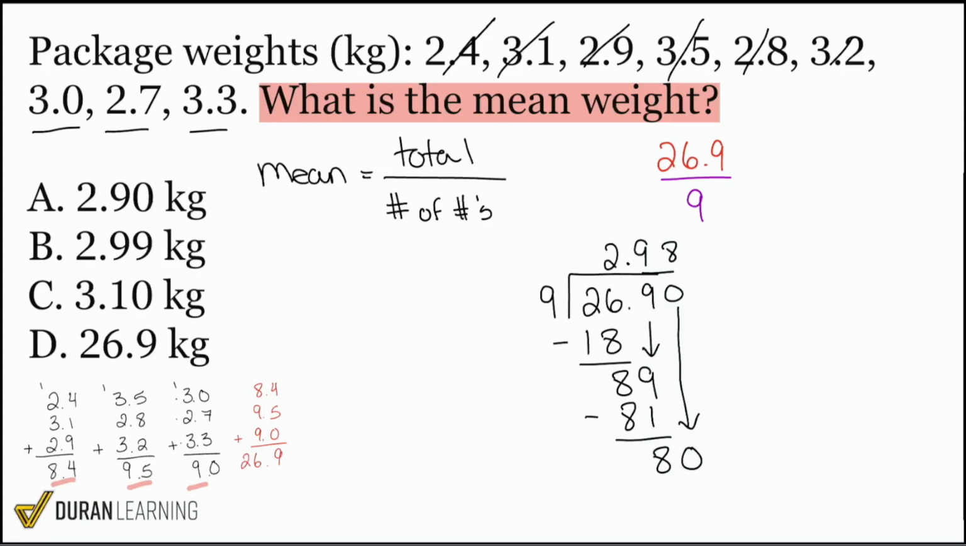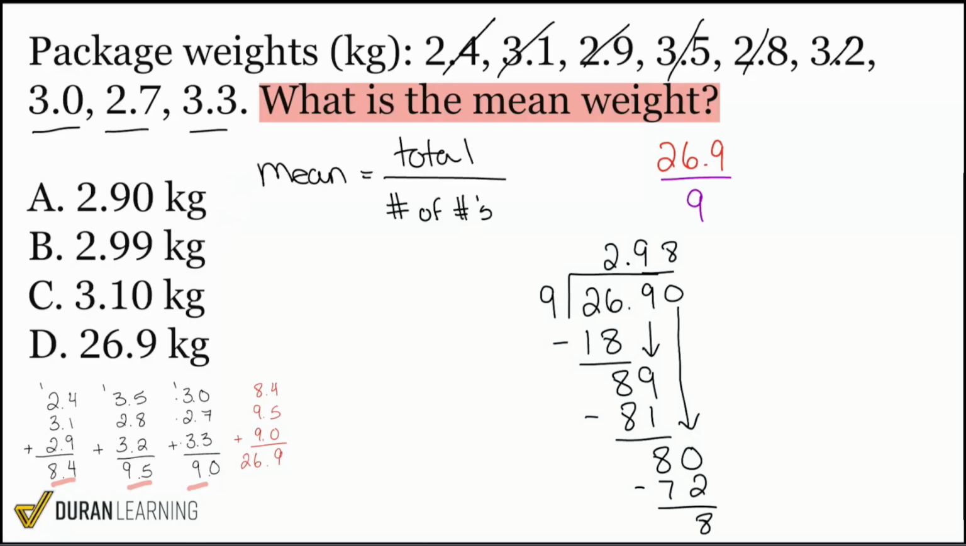Because 8 times 9 is 72. 9 times 9 is 81. So we're not quite there. So when you do this, you're going to have yourself 8 left over again. And this is where we get the difference between answer choices A and B. This is where we get to the difference between them.